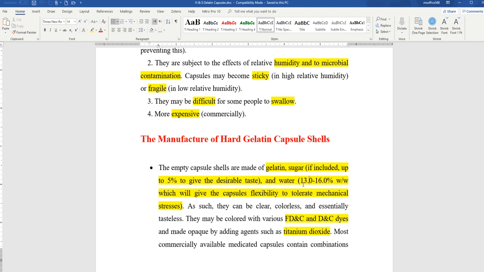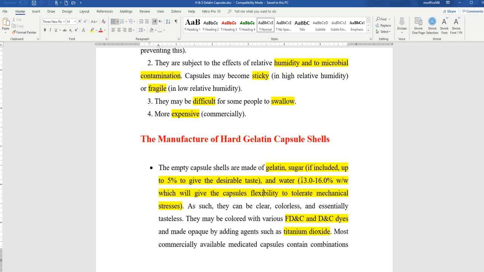But this amount of water is very critical. It should not be less than that, and it should not be more than that. What is the importance of water in the capsule shell? It gives the shell the elasticity and flexibility to tolerate mechanical stress. Mechanical stress comes from the machine that fills the capsules. It comes from handling the capsules. So it's very important that the capsules are flexible.